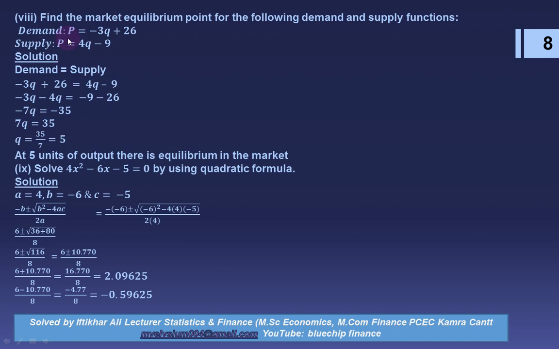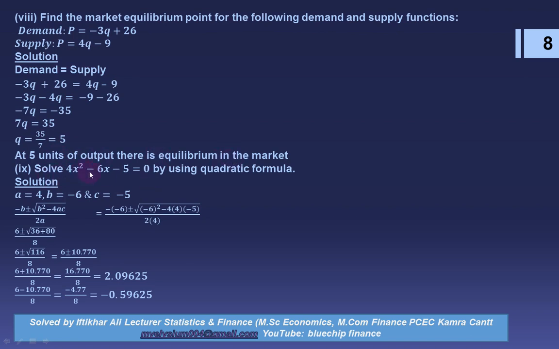Equilibrium is the condition where demand is equal to supply. So the demand function is minus 3q plus 26 and the supply function is 4q minus 9. We take this into equality form and solve for q, and q will become 5. So 5 is the quantity in the market with this demand and supply function where equilibrium exists. So at 5 units of output, there is an equilibrium in the market.